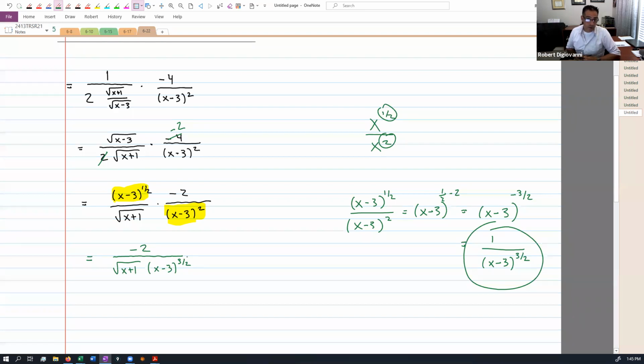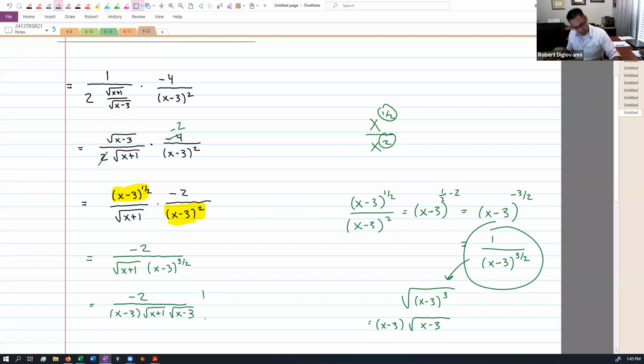And that can even go further, because this over here really means the square root of x minus 3 cubed. So since I have 3 factors of this, I can peel 1 factor out and be left with x minus 3 under the root. That's what this means. So I could just go one more step, maybe -2 over, let me put the x minus 3 in front, square root of x plus 1, square root of x minus 3. That would be a decent answer, pretty cleaned up.